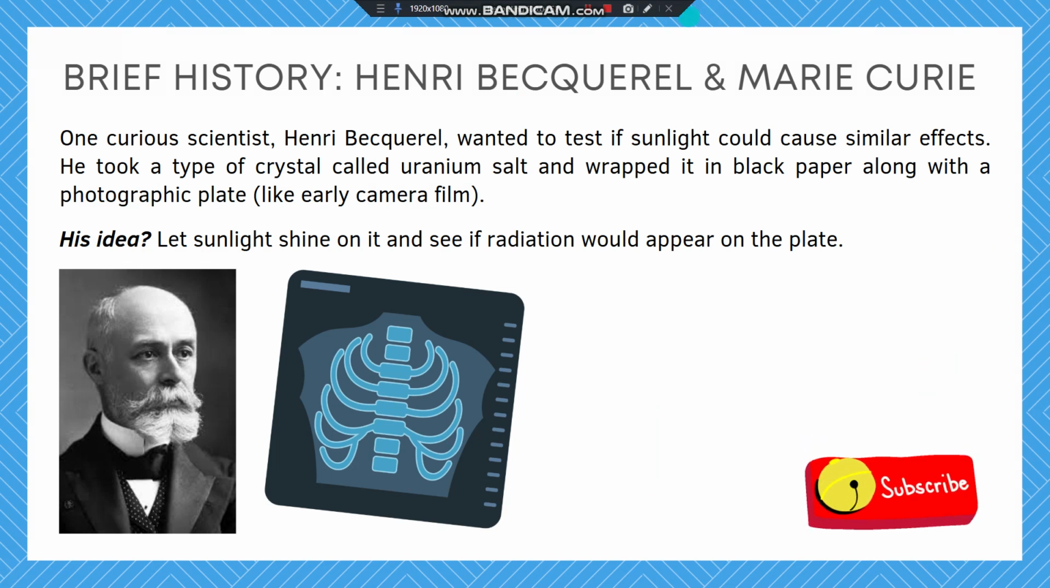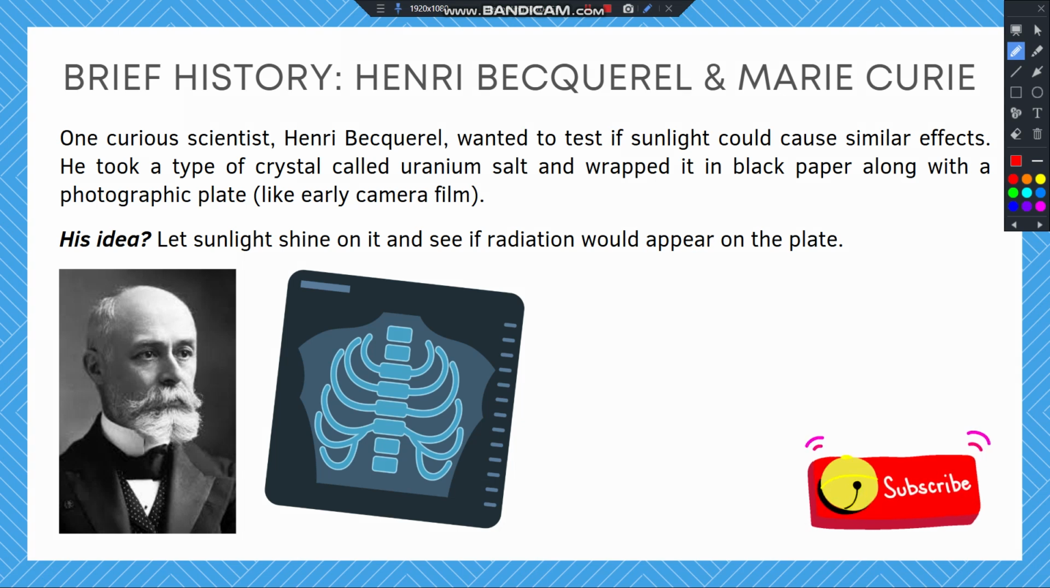So one curious scientist, and that's the stuff about scientists that I love a lot, they are curious people who like to do research. One curious scientist by the name Henri Becquerel wanted to test something. He wanted to see if sunlight could cause a similar effect, because how X-rays work is that powerful rays of light are sent through your body because they can penetrate the human flesh, and then your bones absorb those rays of light, and because they absorb those rays, they are able to project images that can be captured by the X-ray machine.